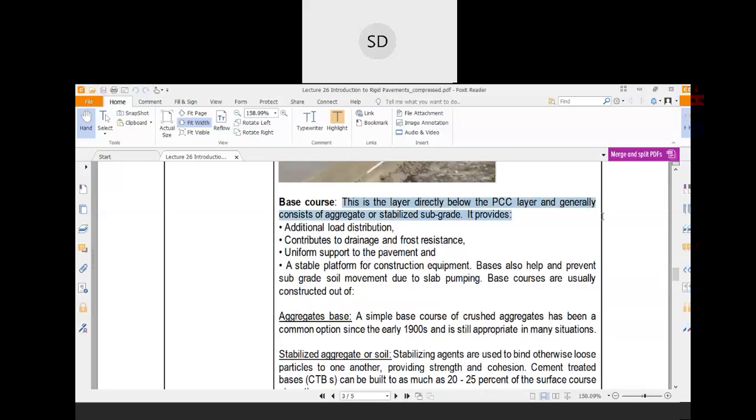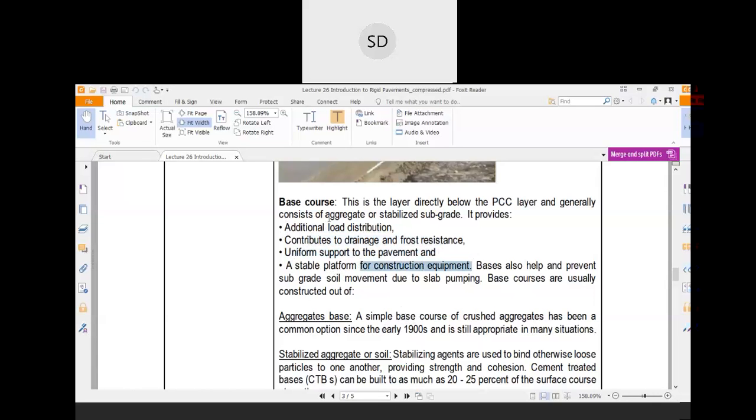Then base course. This is the layer directly below the PCC layer and generally consists of aggregates or stabilized subgrade. It provides additional load distribution, contributes to drainage and frost resistance, uniform support to the pavement, and a stable platform for construction of the above surface layer.